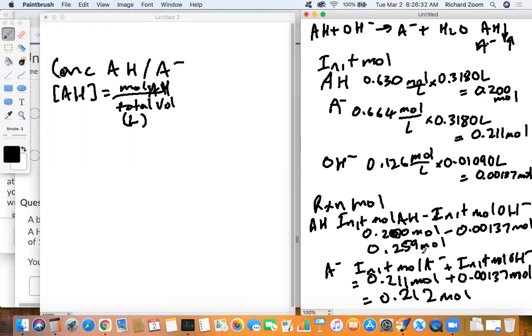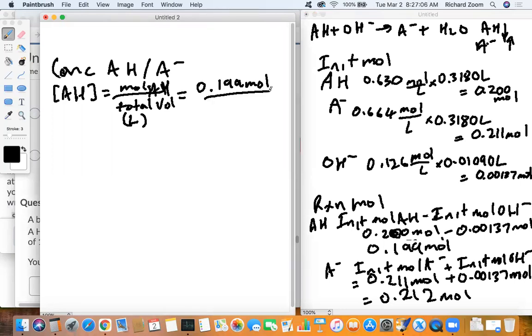I don't know where I got the 0.260 from. All right, I'll correct that. Thank you. Yeah, I don't know where I got that from. I must have misread it or something. So it'd be 0.199 moles down here. Okay, thank you. So the concentration of AH then will be 0.199 moles over the total volume in liters.